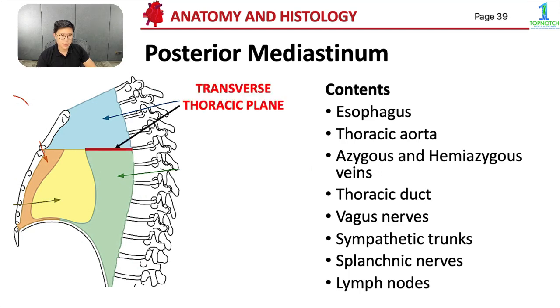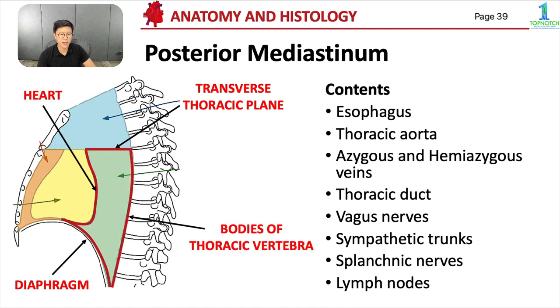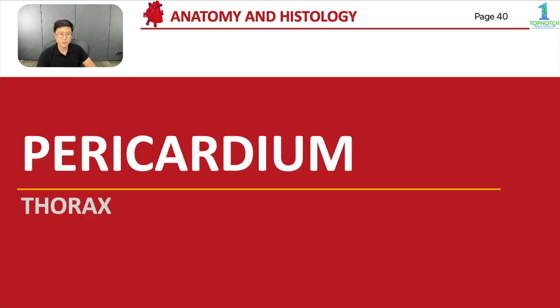And lastly, you have the posterior mediastinum bounded by the transverse thoracic plane superiorly, inferiorly by the diaphragm, anteriorly by the posterior border of the heart, and posteriorly by the bodies of the thoracic vertebra. And it contains the esophagus, the thoracic aorta, your azygos, again on the right, and your hemiazygos on the left, veins, the thoracic duct, your vagus nerve, sympathetic trunks, splanchnic nerves, and lymph nodes.